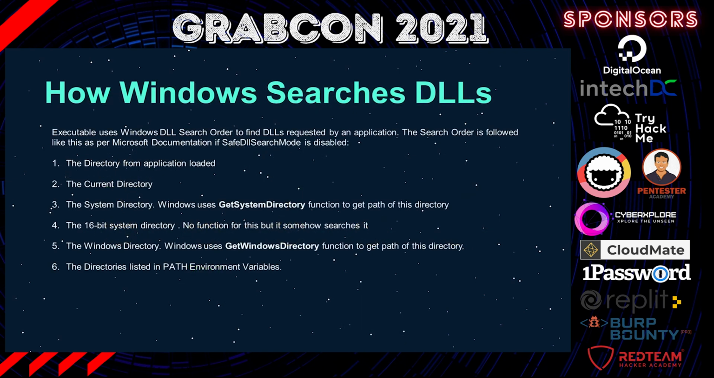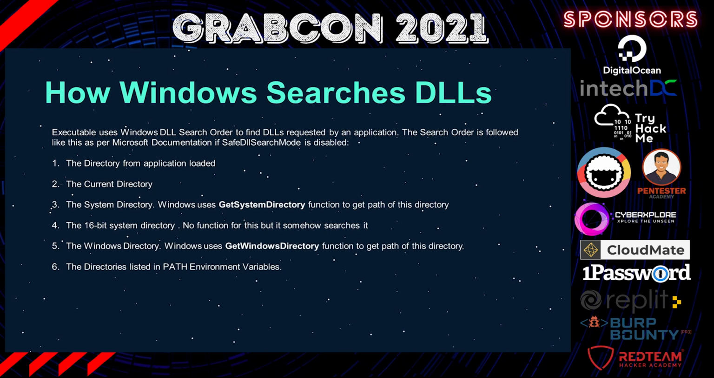Now let's see the Windows search order for DLLs. How does Windows search for the DLL? Basically, if an executable is not able to find the DLL in its defined path, Windows will allow that executable to use its DLL search order to find the DLLs requested by the application. This search order is followed if Safe DLL Search Mode is enabled. Safe DLL Search Mode is a registry setting. It will not fully protect you from DLL hijacking, but it will limit some things. I'll cover this in the next few slides.